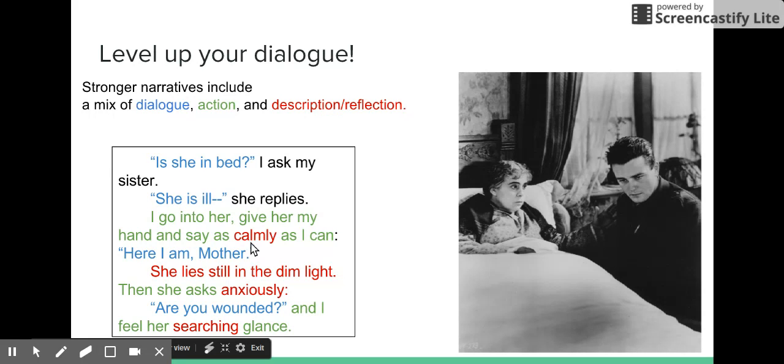So we see how Paul is talking, and he's talking calmly. And she's asking anxiously, and she has a searching glance. So there's really nice descriptive words, adjectives, that kind of give us a more clear picture of what's going on. And I think that makes the dialogue a lot stronger.